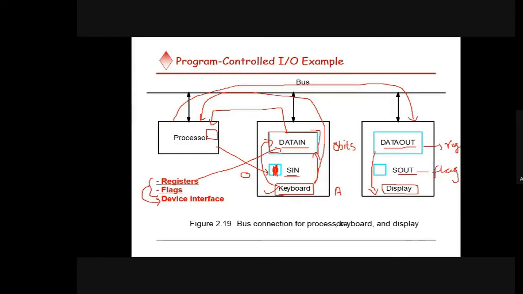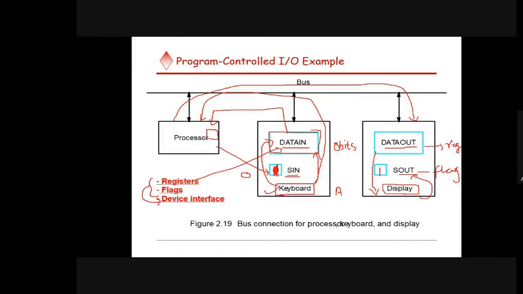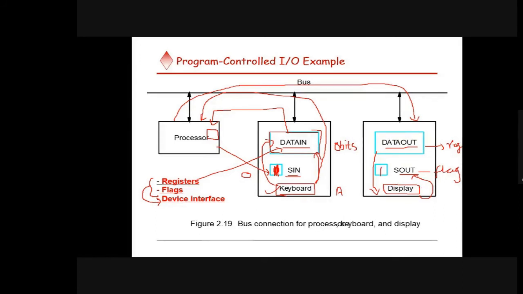So when will this S out flag be set and when will it be reset? When your display device is ready for displaying a character or the data, at that time your S out will be set to 1. What is this S out status telling? When the display device is ready to display the data, S out will have the value 1. If the display device is already busy displaying some other character, S out will be 0.